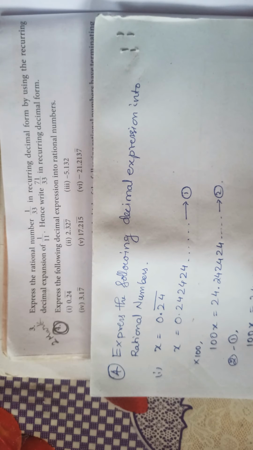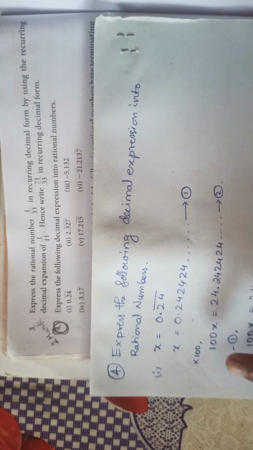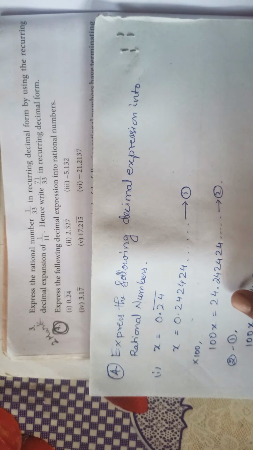Then, as 24 is 2 digits, we have to multiply the first equation throughout by 100. So as you multiply x by 100, it becomes 100x. And the decimal point should be before the repeating number in the first equation and after the repeating number in the second. So you can see 24.24.24, okay, so this can be written as equation 2 minus equation 1.